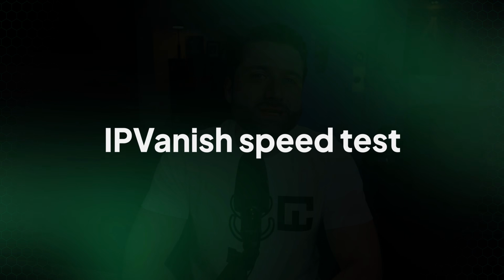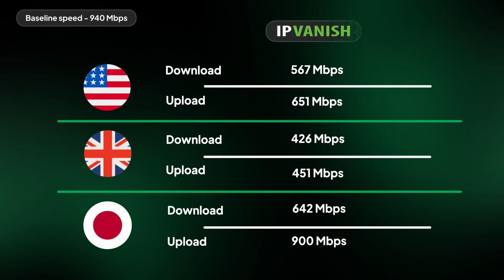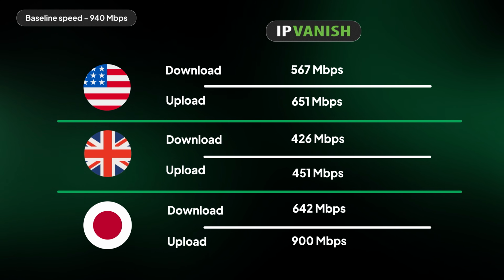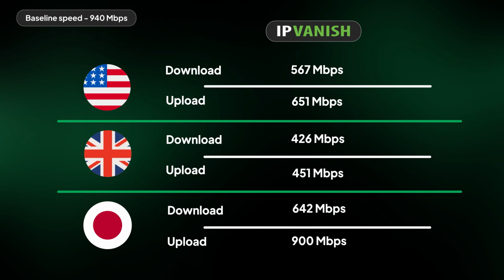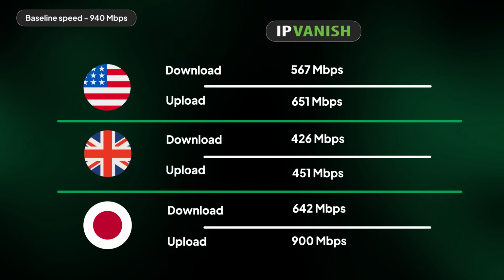I also wanted to show you how the VPN performs. Our research team ran an IPVanish speed test in 3 server locations, the US, UK, and Japan. And as you can see, the drop from the original speed is minimal. IPVanish stays stable even when connecting to the other side of the world. So in day-to-day browsing, it's pretty much impossible to tell the difference of having the VPN on versus off.